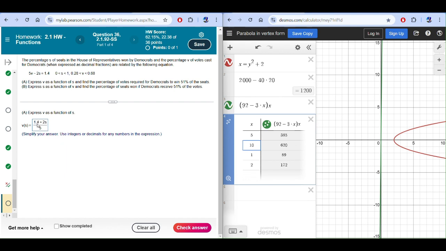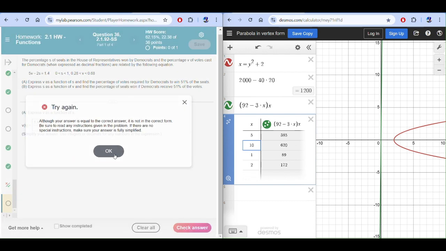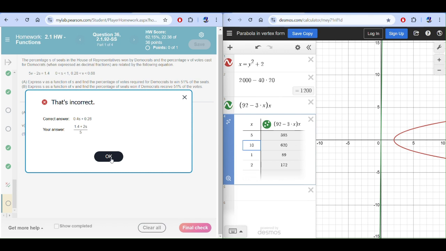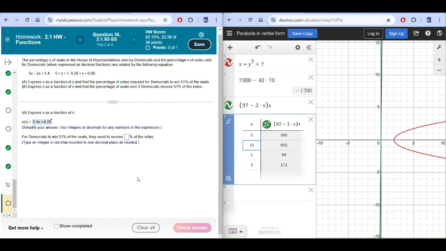1.4. Oh, you don't like that? Dang, because I have a fraction and a decimal. Oh, okay, that's just simplify. I don't know what 1.4 is divided by 5, but that would be it. Final check. There you go. Calculators. All good.